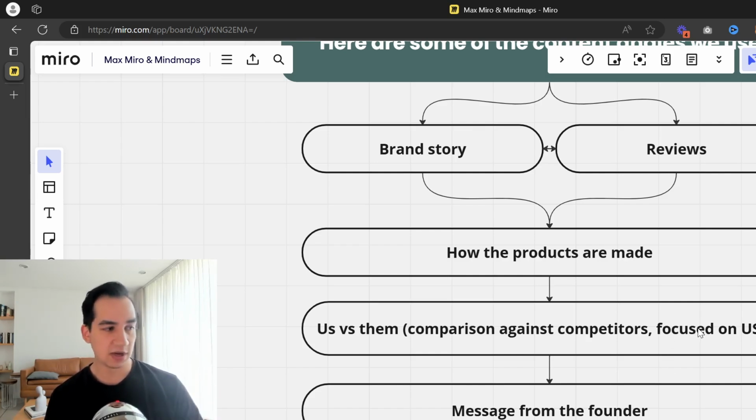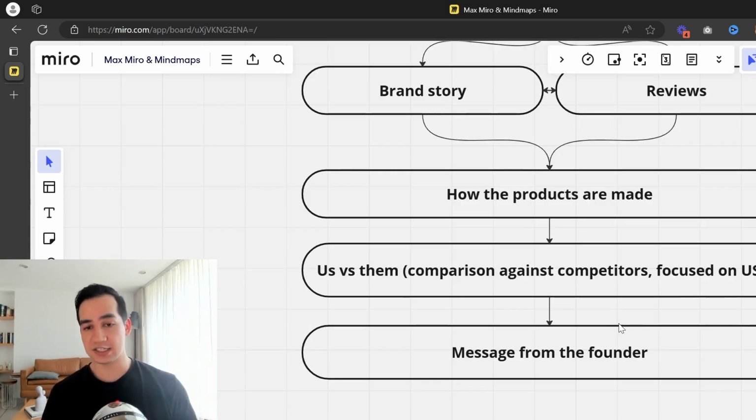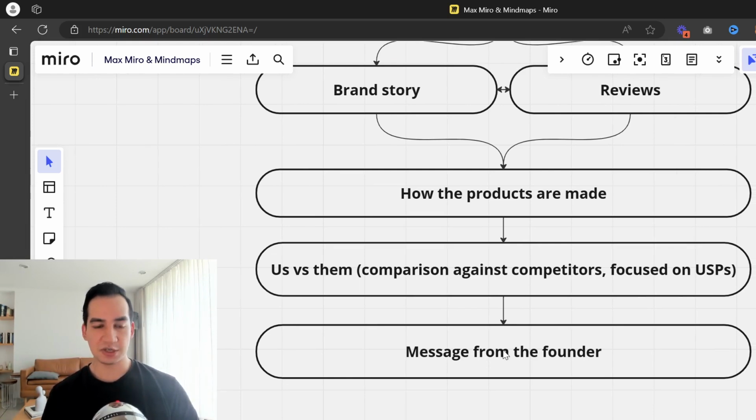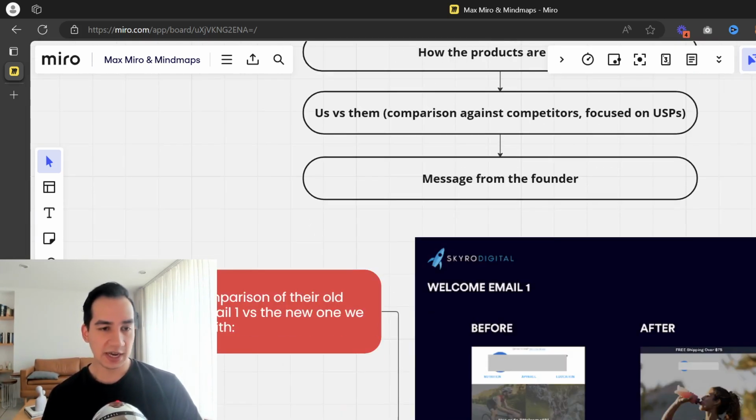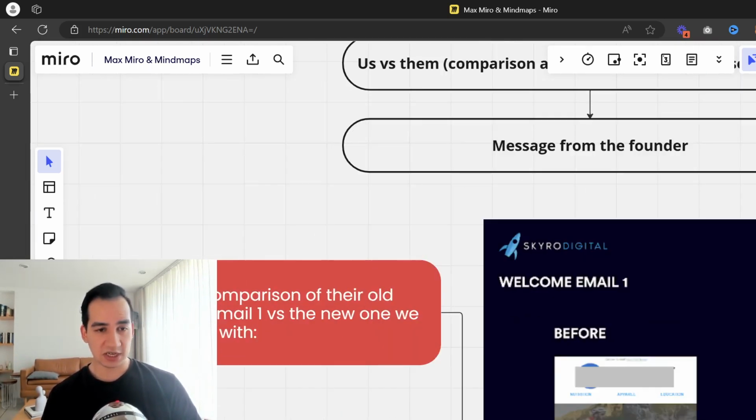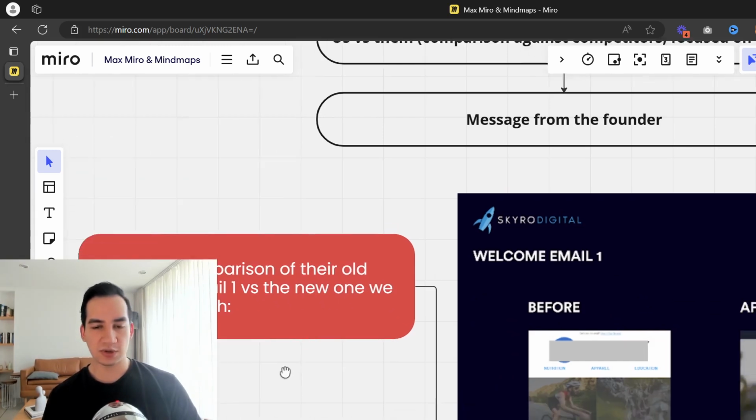So this is focusing on, okay, all of our competitors use this ingredient and it might not necessarily be an effective dose versus us. Here's our transparent list of ingredients as an example. Message from the founder, and you want this to be in a plain text format. And here's a comparison of their old welcome email versus the new one we replaced it with.